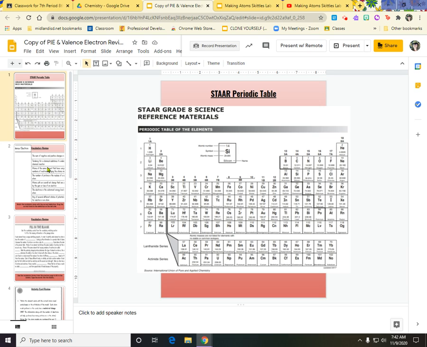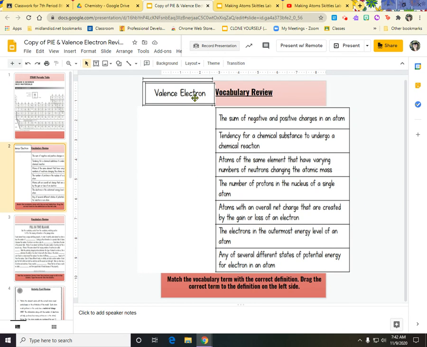Mabelli, and I'm just going to explain the PIE Valence Electron Review Activity. This is going to be a short video because this activity is almost exactly the same as the last review activity we did for atomic structure. It just has different things on it because it's on a different topic. So the first thing I gave you was the periodic table, and then we have the review for vocabulary.